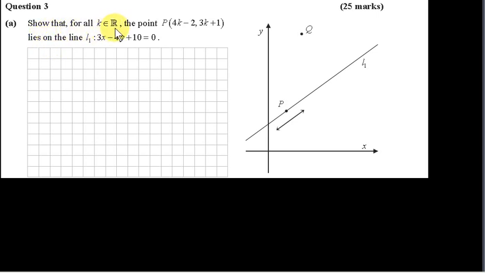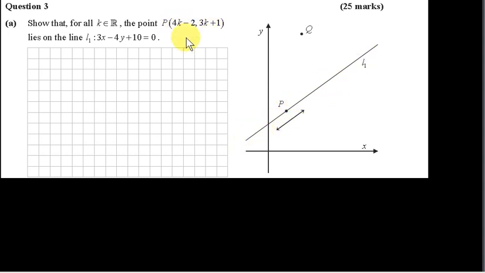Show that for all k an element of R, the point (4k - 2, 3k + 1) lies on the line 3x - 4y + 10 = 0. So here is the graph of the line L1. P is a general point on the line, can be anywhere, as indicated by these arrows, could be up here or could be down here.